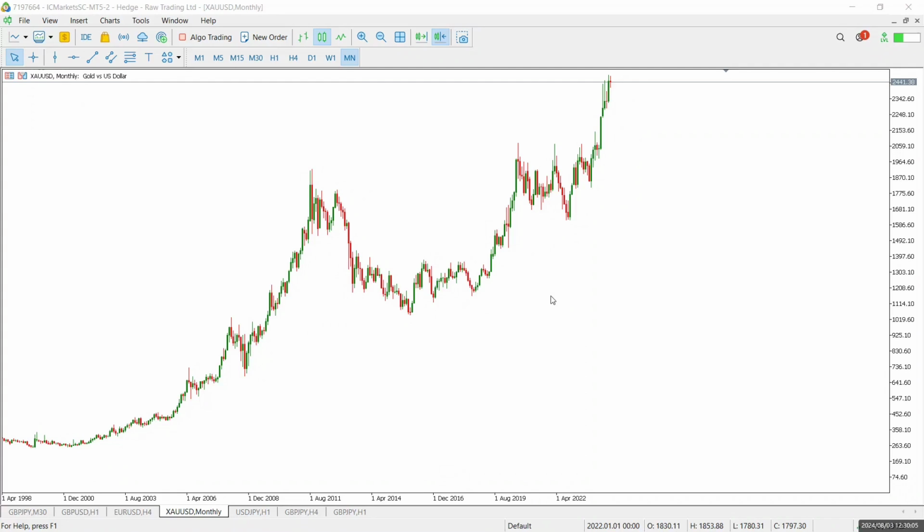Okay, in today's teaching, we are going to be doing a pure price action breakdown of gold. I'm going to be showing you how easy it is to apply price action on any asset at all. It doesn't really matter if it is currencies, indices, crypto, or commodities. Price action can be applied on any asset at all, and today we're going to be doing it on gold.